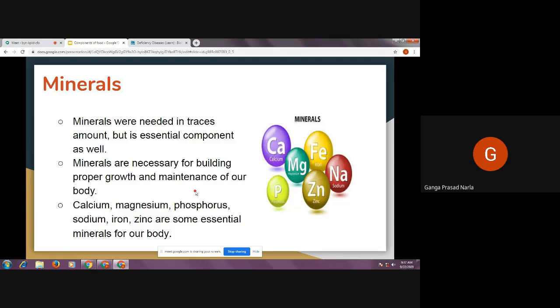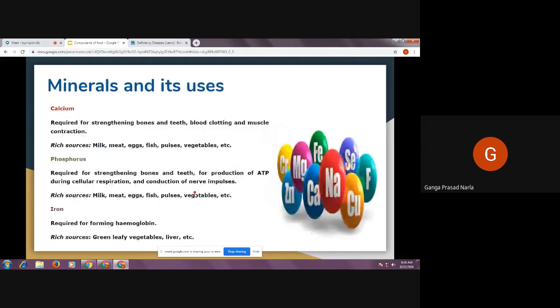Okay, right. So what are the examples of minerals? Calcium, magnesium, phosphorus, sodium, iron, zinc. These are essential minerals for our body, and these minerals are very important to our body. So which mineral helps us, and which type? First, calcium. Everyone already says that if you want to become strong, you need to eat calcium.